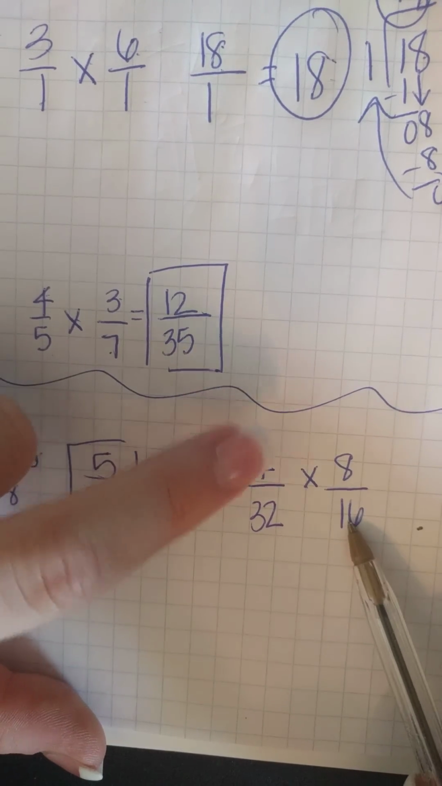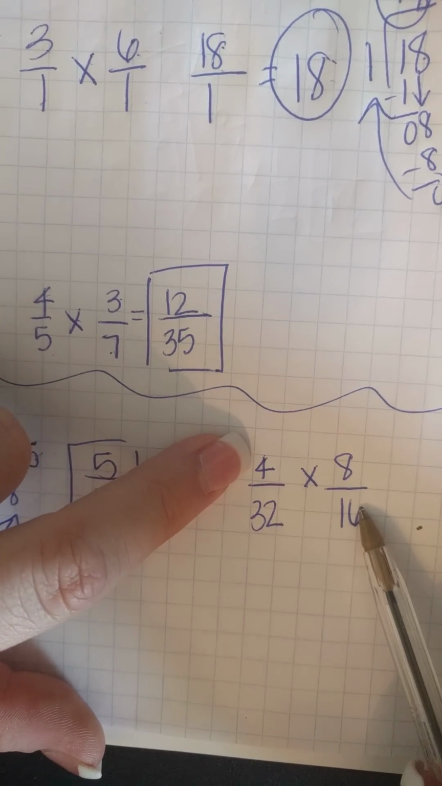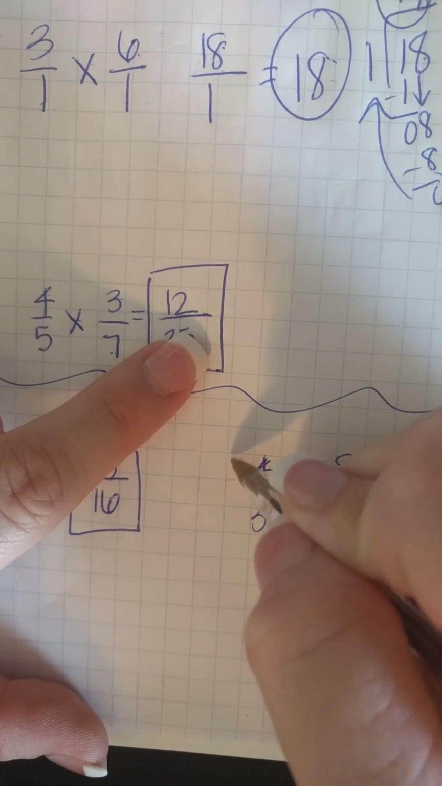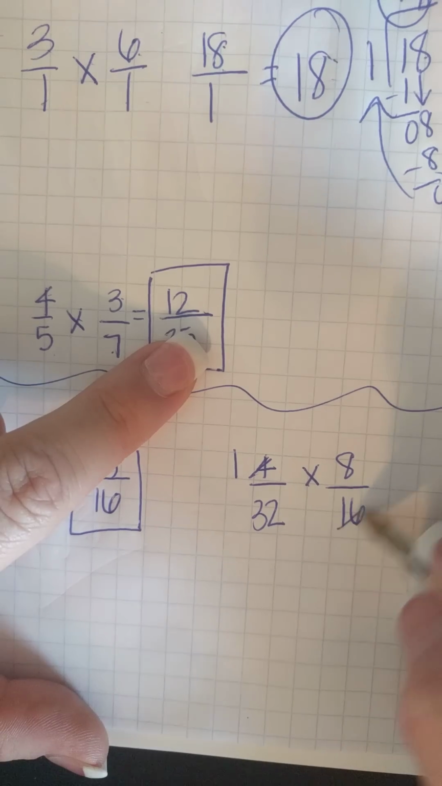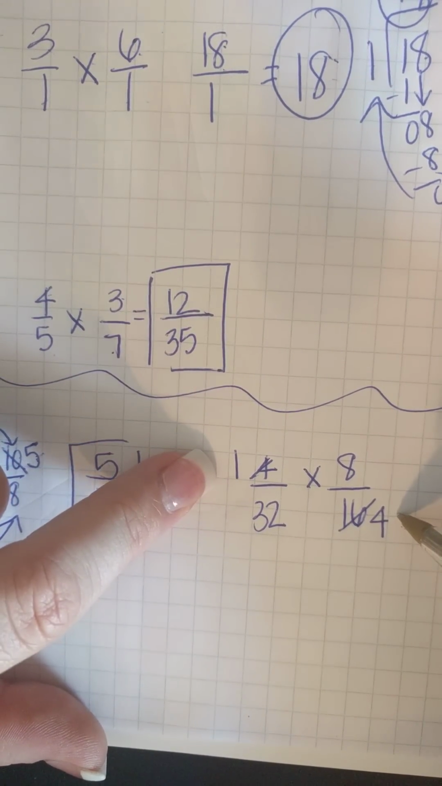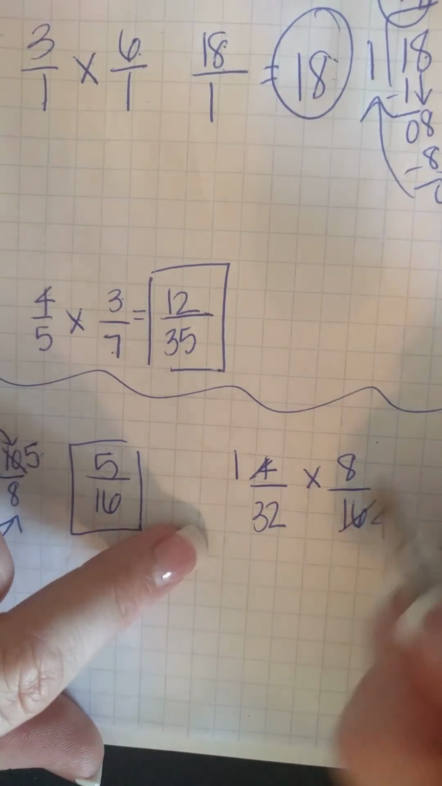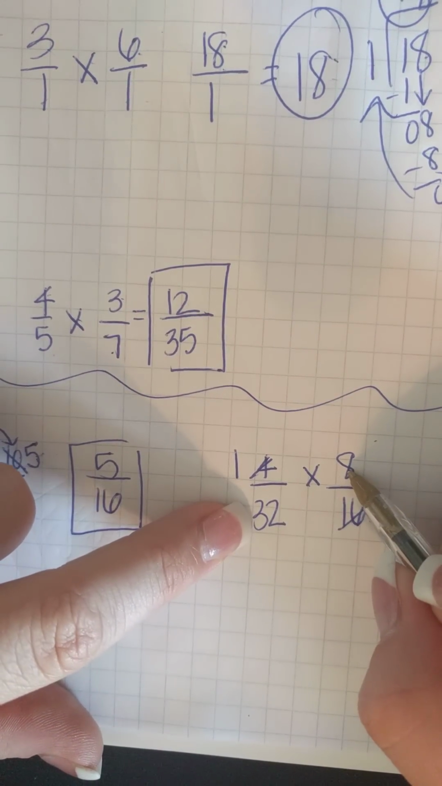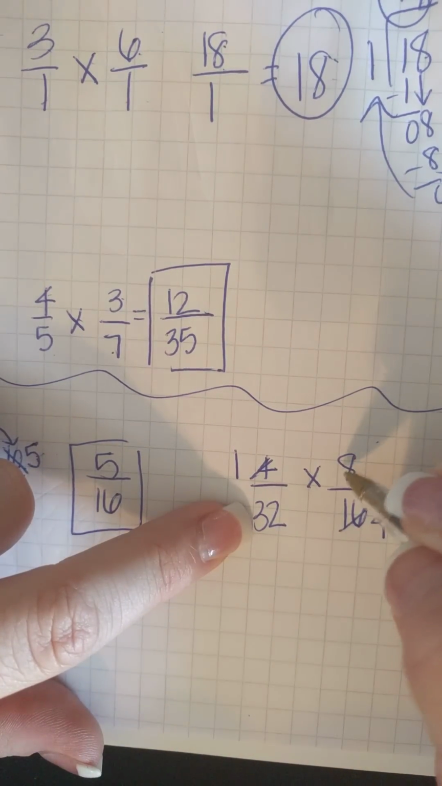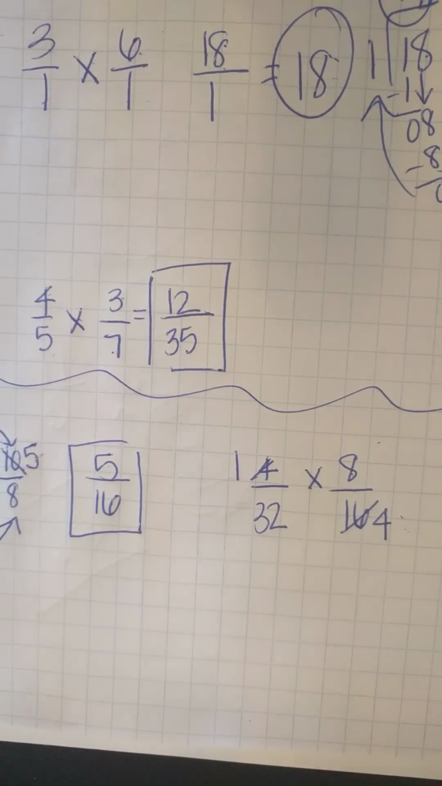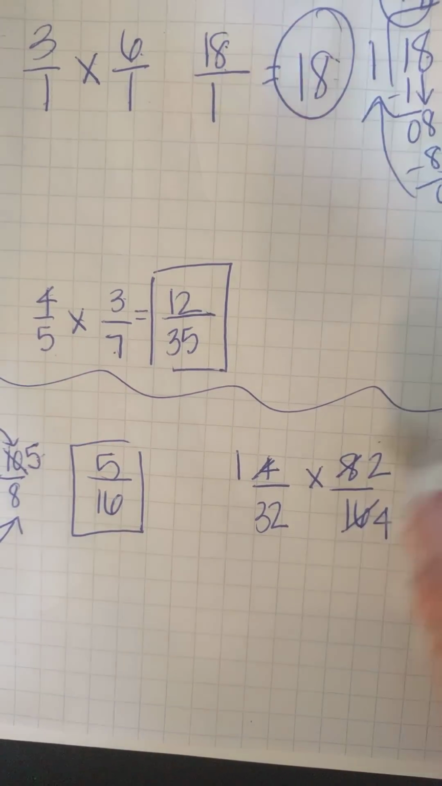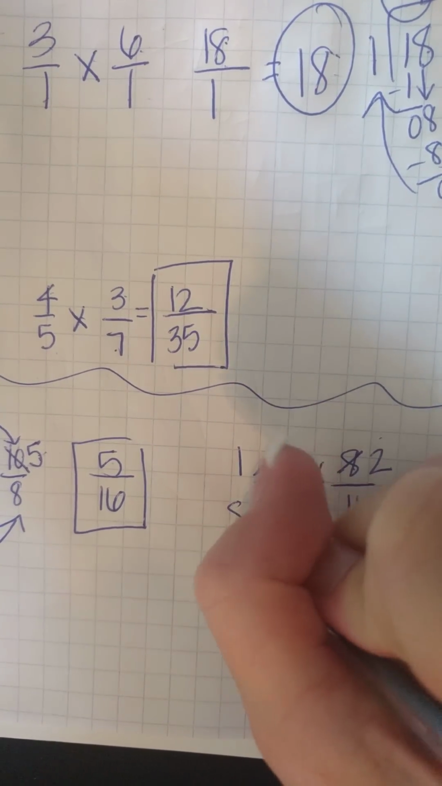4 and 16, is there a number I can divide both of these by? Yes, I can divide them both by 4. So 4 divided by 4 is 1, and 16 divided by 4 is 4. I can't reduce those anymore. Okay, so now let's go to our other cross pair, 8 and 32. Is there a number I can divide both of those by? You bet. 8. You know what? Let's start with 4. Say you saw 4. I can start with 4. 8 divided by 4 is 2. And 32 divided by 4 is 8.